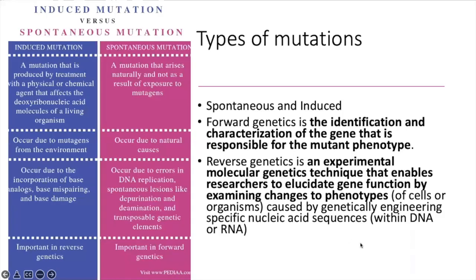Based on the causes of mutation, mutations can be classified as spontaneous mutations and induced mutations. Spontaneous mutations are caused by natural causes, that is, due to error during replication, spontaneous deamination or depurination caused by hydrolysis, or by the action of transposons. These are naturally present in the cell and thus are considered spontaneous. Whereas induced mutations are caused by exposure to mutagens such as radiation or carcinogens.